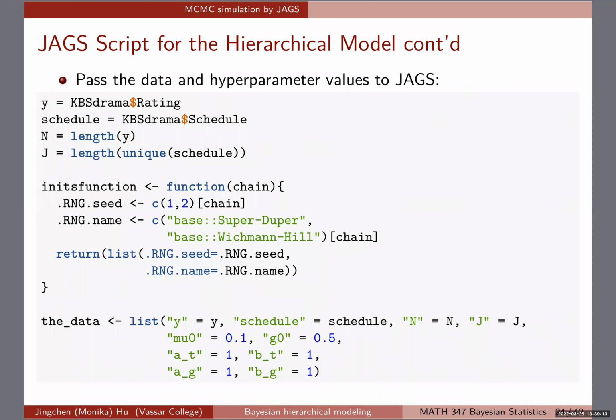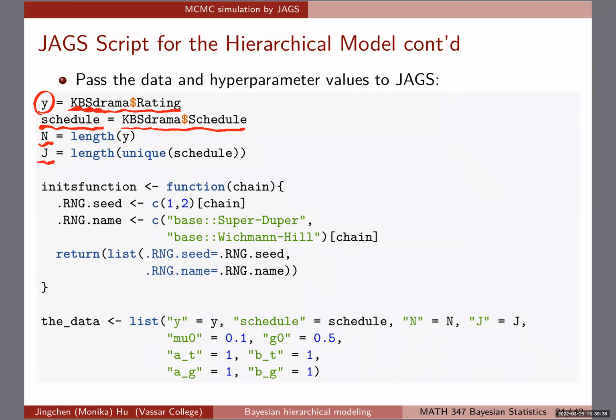So for example, the ratings, we're storing everything into what we call Y. Remember, we also want a schedule vector, so we're also getting the schedule vector over here coming from the data set. We have that capital N to represent the total number of observations because we need that in the loop. So that should be another quantity that you want to pass. And lastly, J is the number of groups.